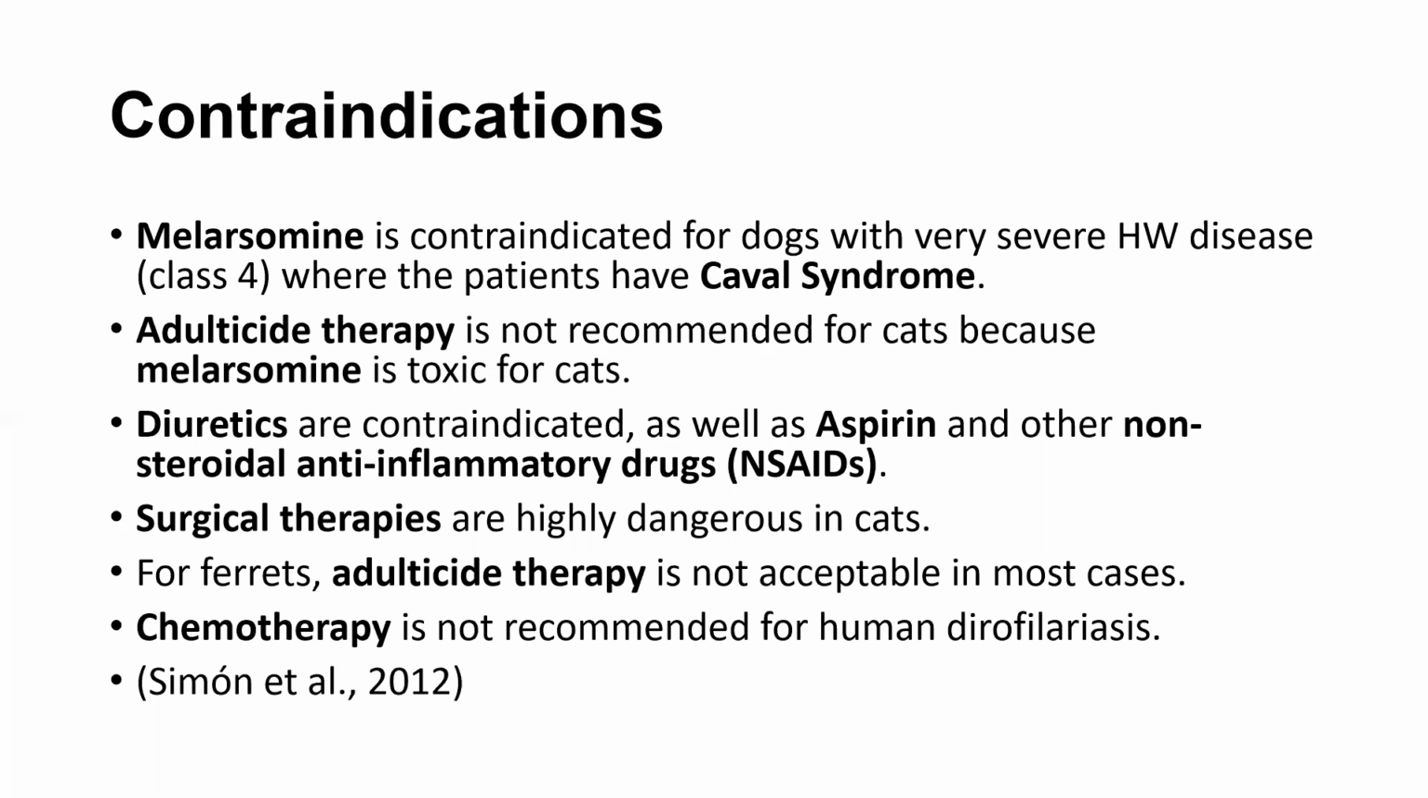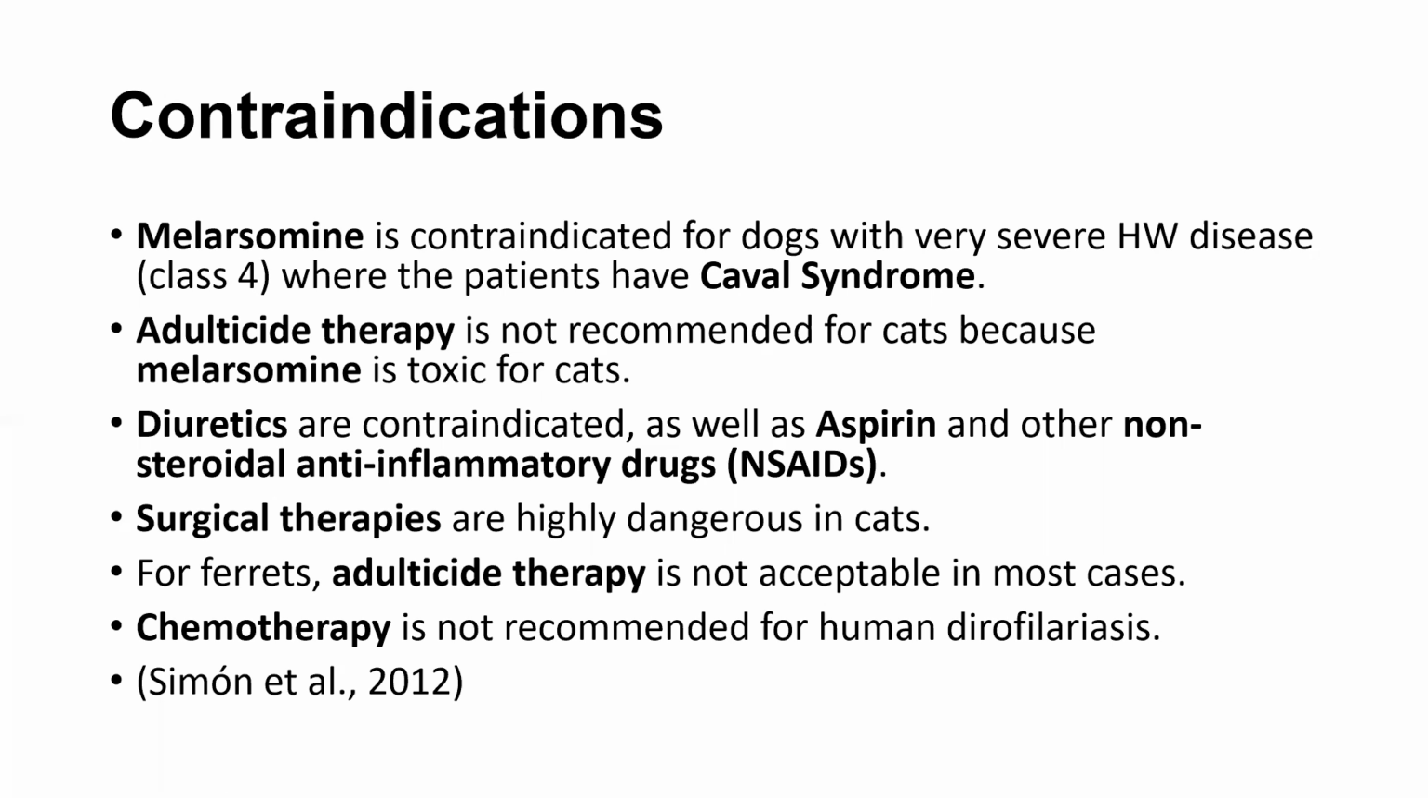Adulticide therapy in cats is more dangerous, as cats have relatively narrow blood vessels and heart compared to dogs. Also, melarsomine is toxic to cats even at a dosage as low as 3.5 milligram per kg of body weight.